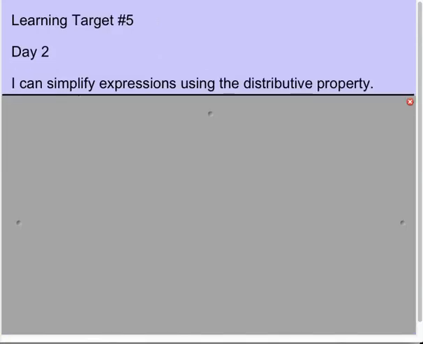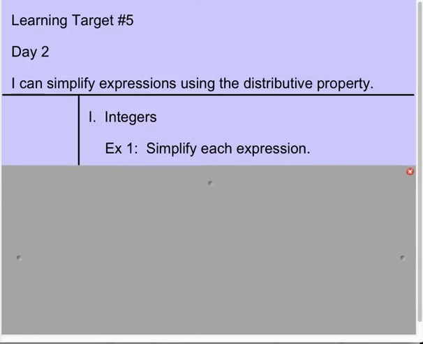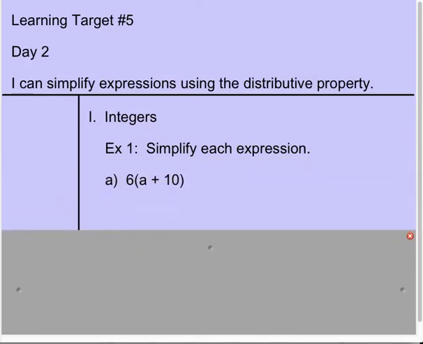Hopefully by the end of the video or by the end of the day tomorrow, you will be able to say, I can simplify expressions using the distributive property. So we are going to look at distributive property using integers, fractions, and decimals, and hopefully keep sharp what we looked at yesterday. So first is distributing a 6.